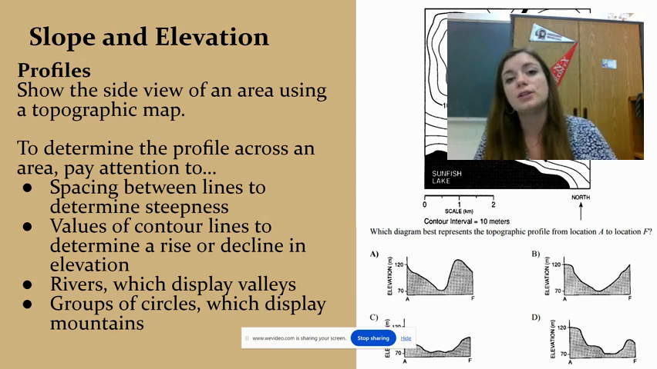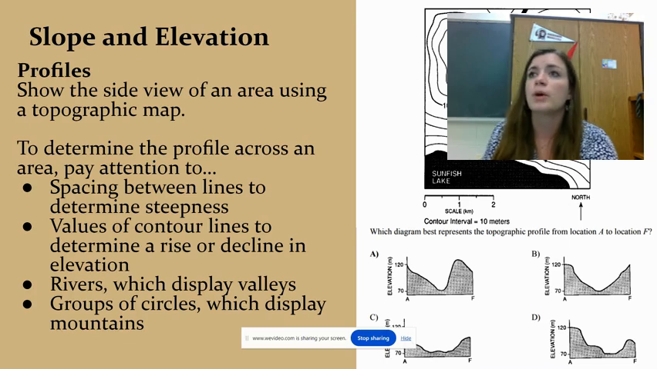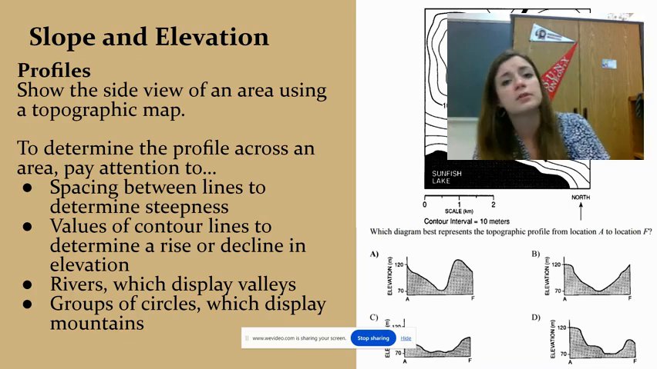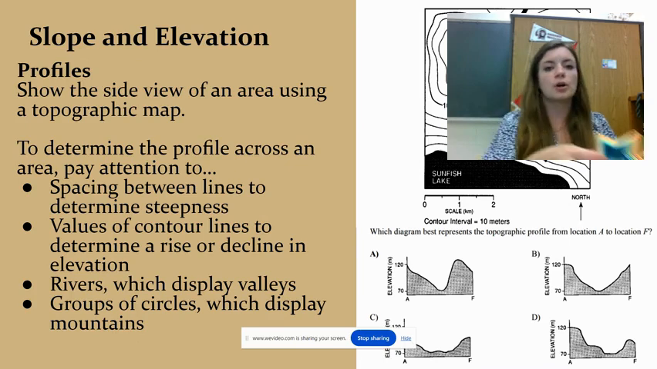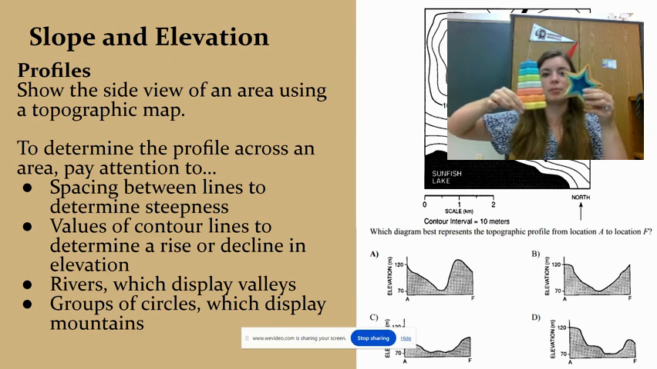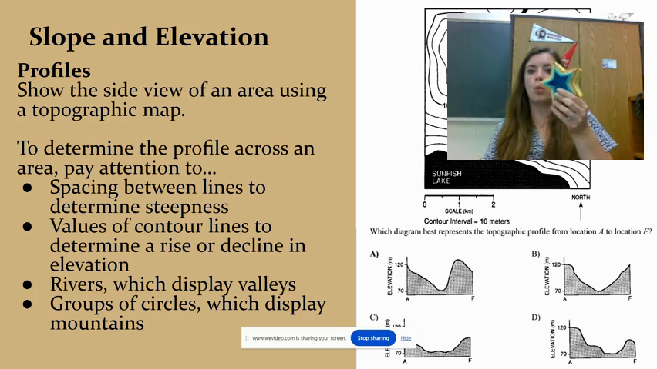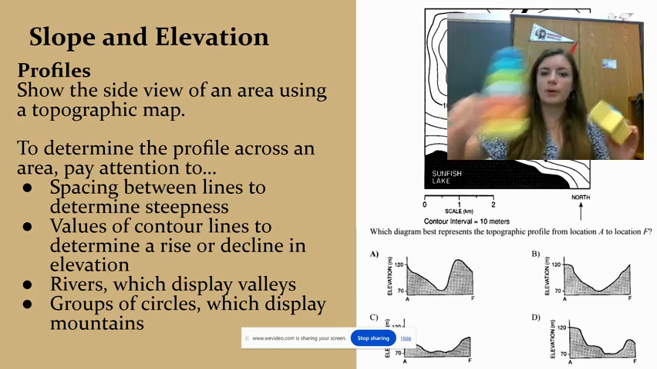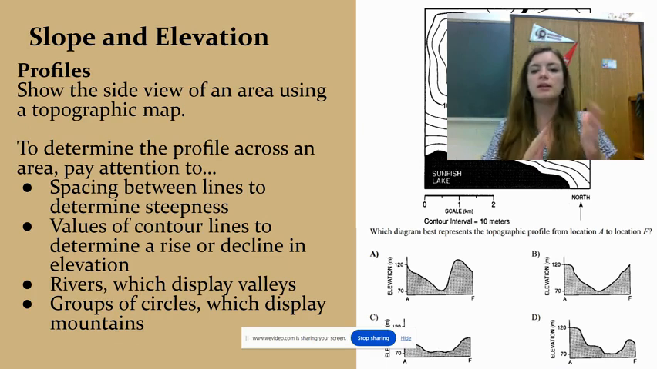And lastly, you want to look for those groups of circles that we mentioned at the beginning of this video, all the way back, 20 years ago, because it feels like forever. All those groups of circles are going to represent your mountains. So if you have one group of circles, one mountain. If you have two groups of circles, you'll have two mountains, and so on and so forth. So that'll help you kind of figure it out.